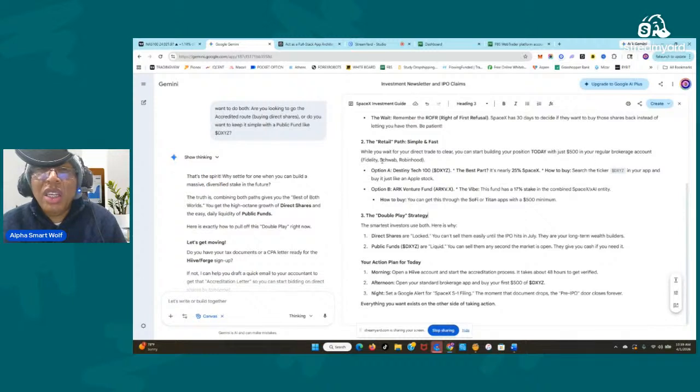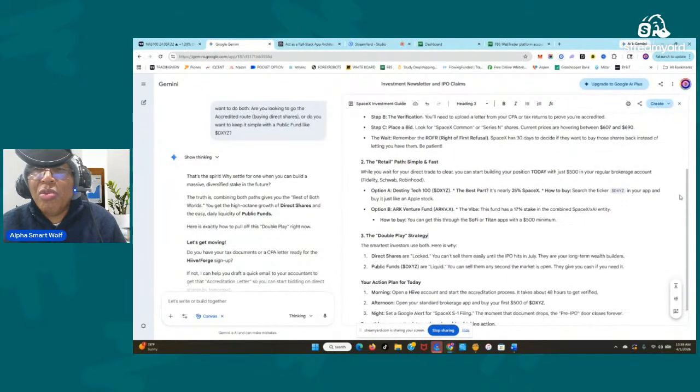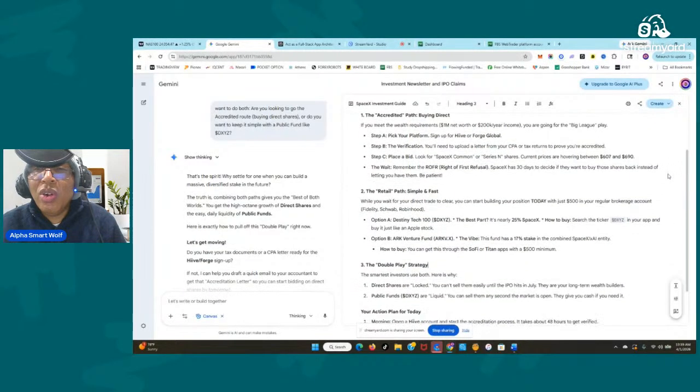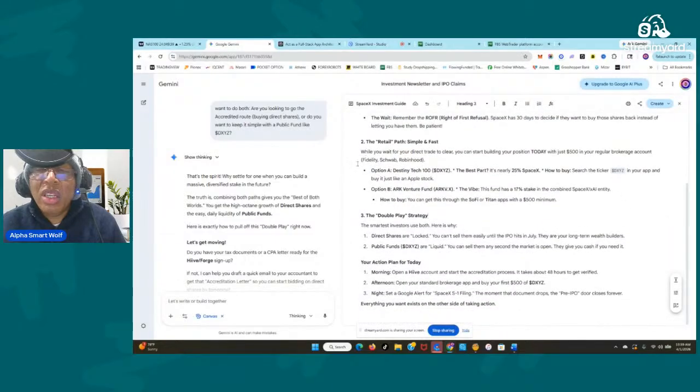So Fidelity, Schwab, Robinhood. Okay. So you can go and look for stocks, Destiny Tech 1000. This is for people who are looking into buying SpaceX, for example, those of you who believe that it might be going IPO soon or at some point. The backdoor entry. So this is something our community talks about.